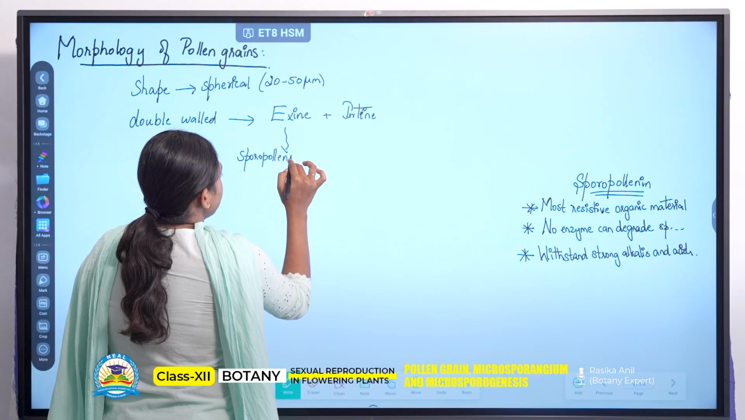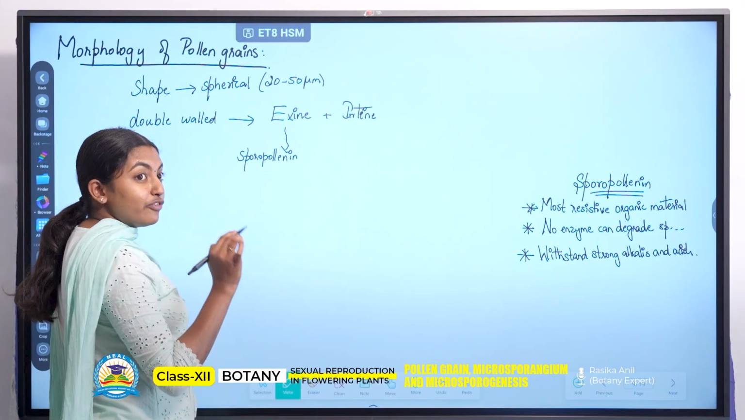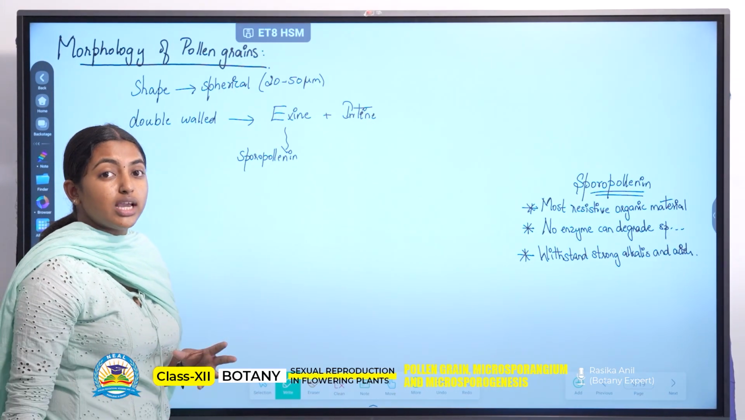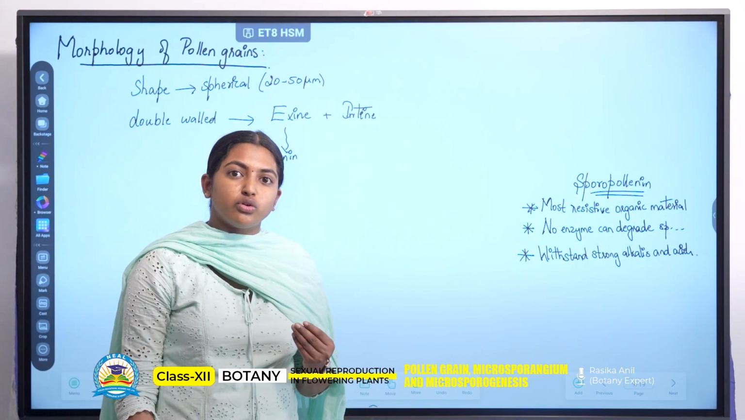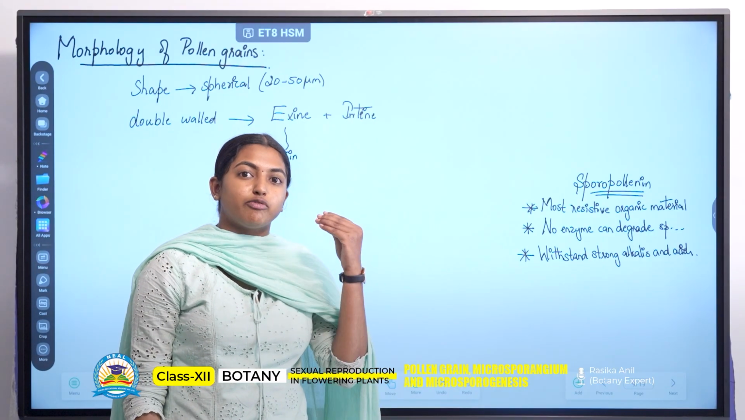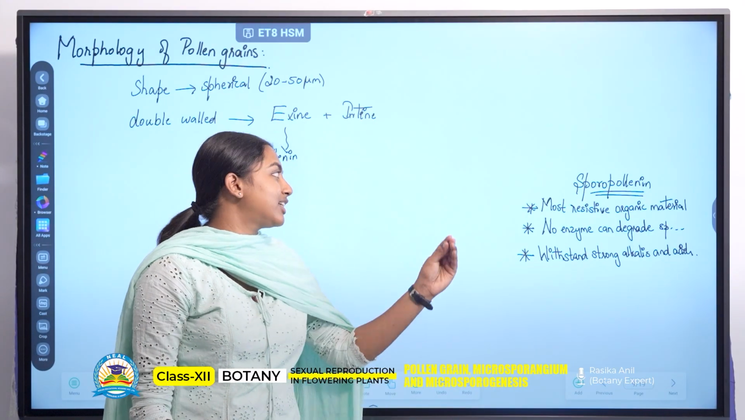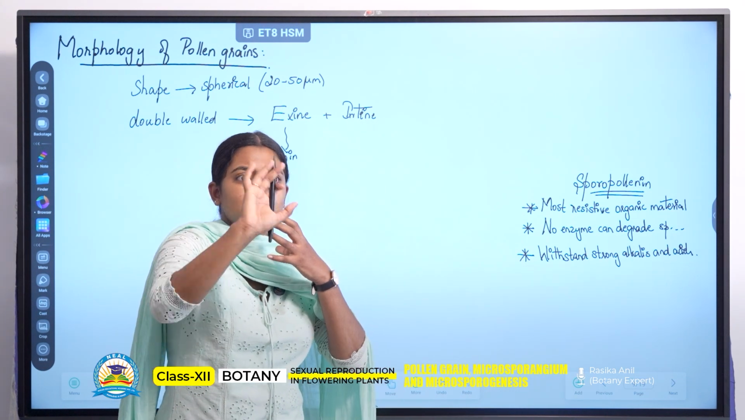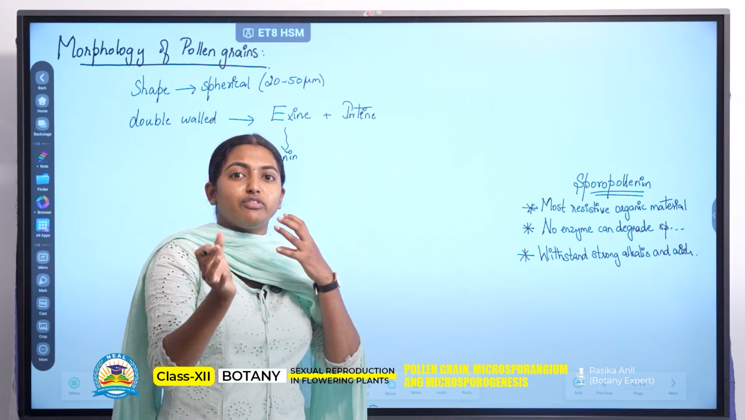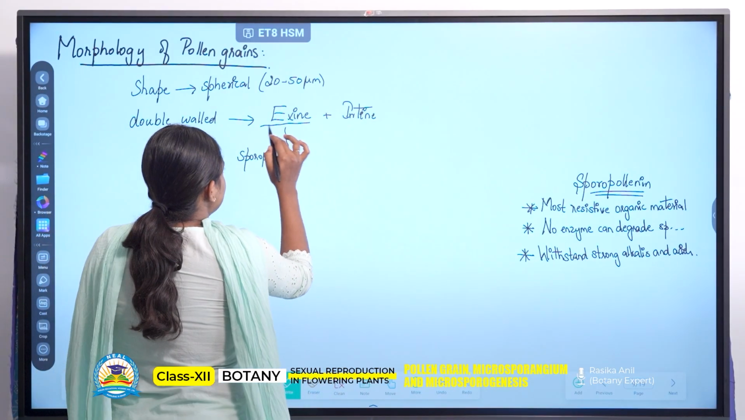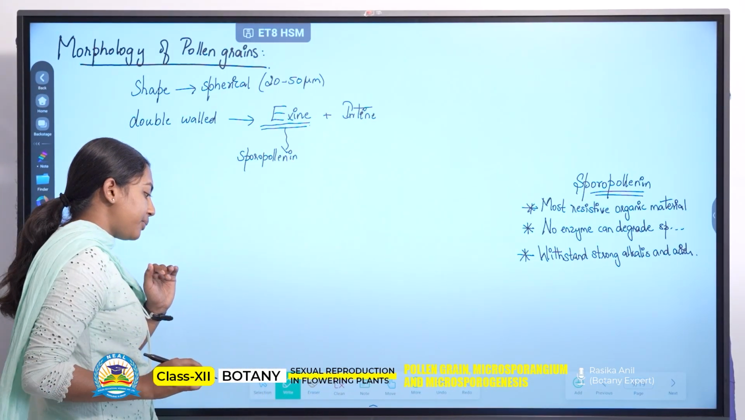Sporopollenin is present in exine, which is the reason why pollen grains can be stored as fossils. There are pollen grains which are stored for 10,000 years. Can you imagine? 10,000 years pollen grains have been stored, and the reason for that is the presence of sporopollenin, because it is very resistive. Nothing is allowed to affect that pollen grain, right? So sporopollenin is present in the exine of pollen grains, right?